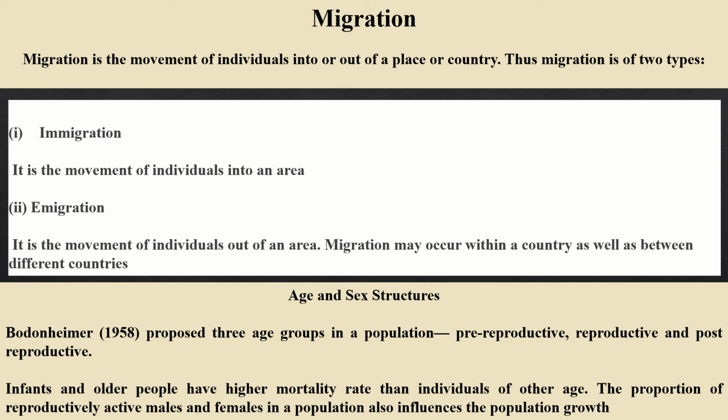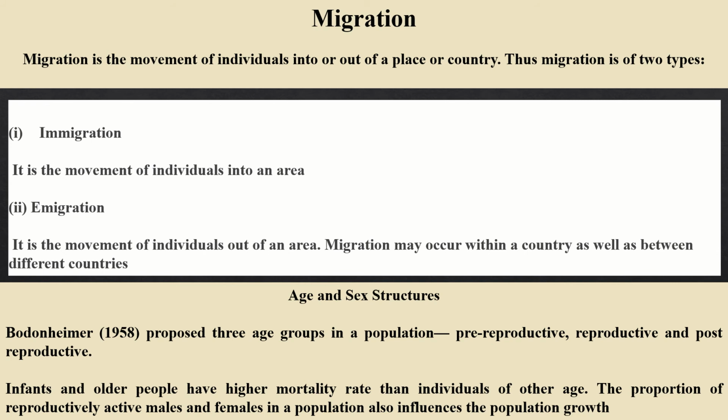Immigration is the movement of individuals into an area. So, when a group of individuals is coming in a particular area to settle, we call it immigration. And emigration is what? The movement of individuals out of an area. So, emigration means a group of individuals is going out of a particular area. This will cause a reduction in the number of existing individuals. On the contrary, immigration will add on to the population.